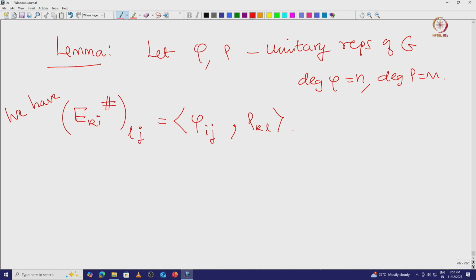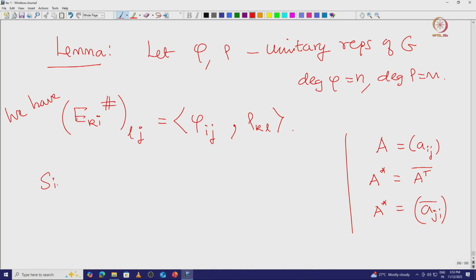Okay, so recall that for a given matrix A = (aij), A star is given by A transpose bar. So, that means that A star, the ijth entry, is going to be aji bar. Now, if a given matrix is unitary, then we can observe that A inverse is going to be A star. In particular, since rho is unitary, here is the proof.